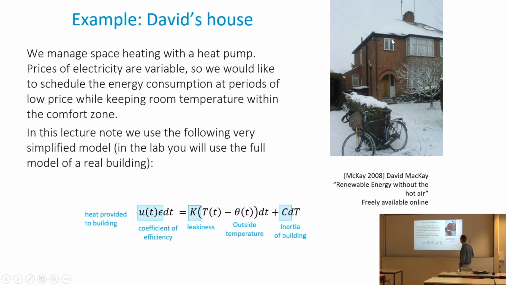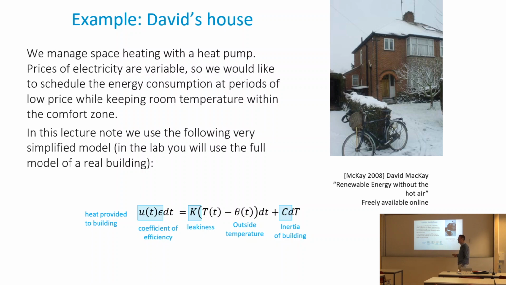So let's assume that we want to control a house like this one, and we have a heat pump, so it's controlled by electricity, and the prices of electricity are variable. Why are they variable? Well, that's one of the things that people want to do in smart grids, to influence the consumption by changing the prices. That's one way of influencing the consumption. But there are other reasons why prices might be variable. It could be, for example, that you have solar panels. And when you have solar panels, the electricity you get from the solar panels is essentially free.